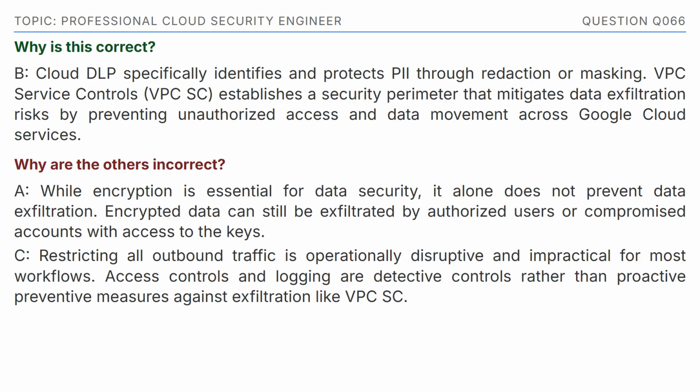A. While encryption is essential for data security, it alone does not prevent data exfiltration. Encrypted data can still be exfiltrated by authorized users or compromised accounts with access to the keys. C. Restricting all outbound traffic is operationally disruptive and impractical for most workflows. Access controls and logging are detective controls rather than proactive preventive measures against exfiltration like VPC.